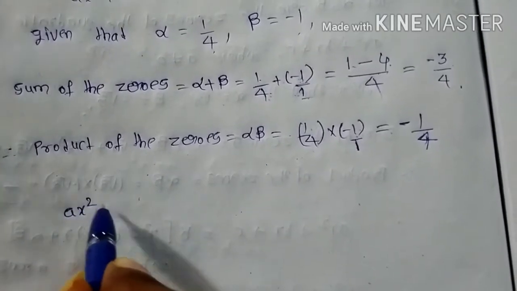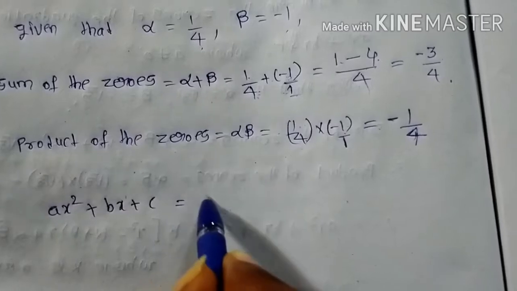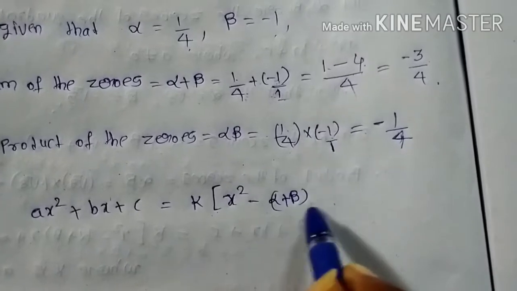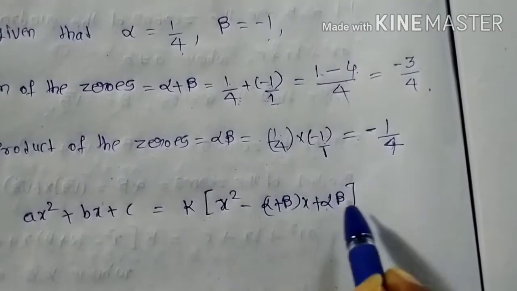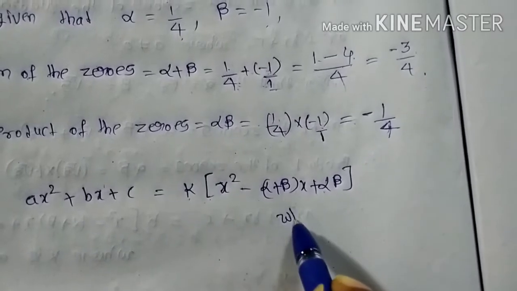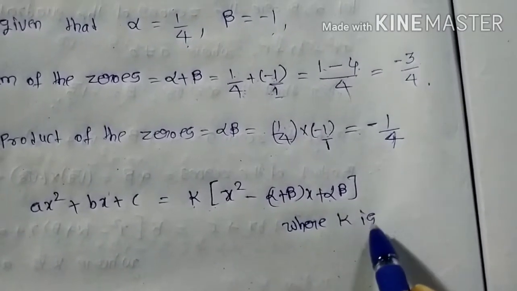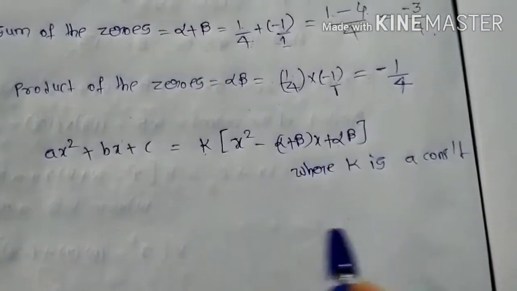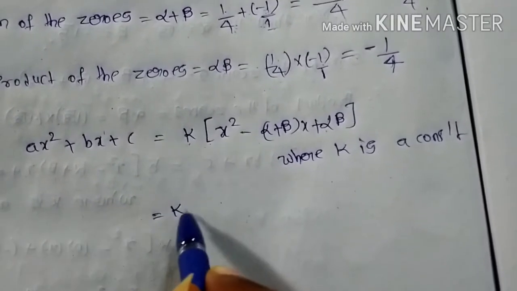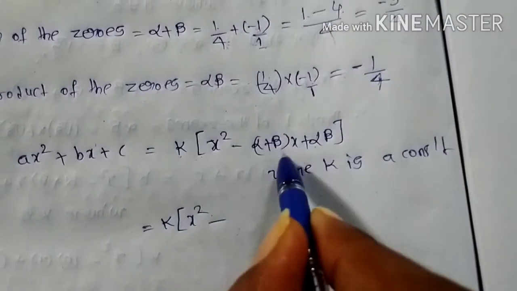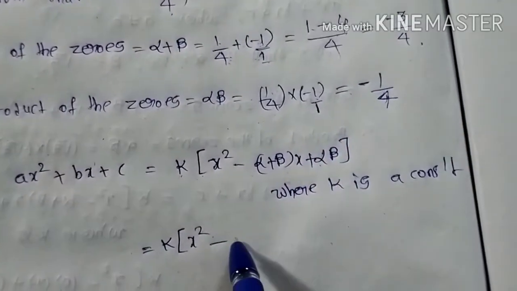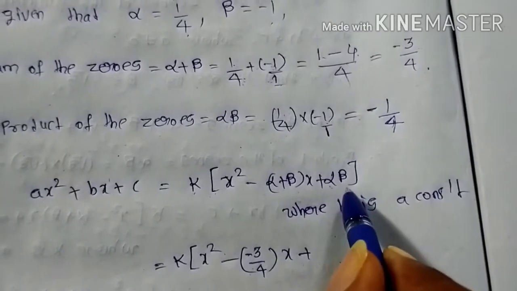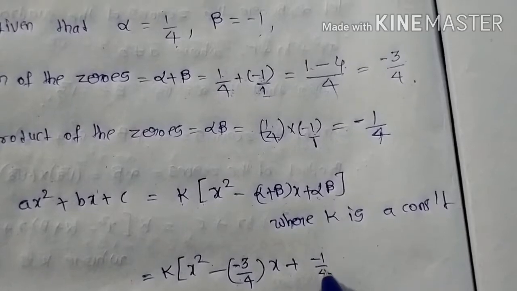Now you know the general form of the quadratic equation. ax square plus bx plus c is equal to k into x square minus alpha plus beta into x plus alpha beta. You can remember here, where k is a constant. Just substitute the values. k into x square minus alpha plus beta, whose value is minus 3 by 4. You can substitute here minus 3 by 4 x plus alpha beta, which is equal to minus 1 by 4.